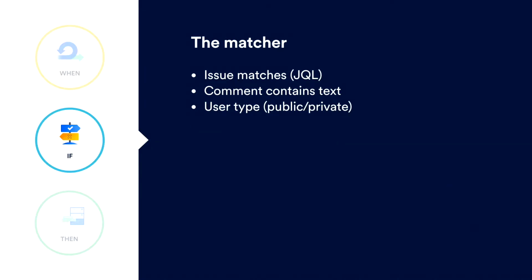And for if, this is the matching part of the automation rule. The biggest matching is via JQL, which is our JIRA query language. So you can basically match any single field in JIRA. And on top of that, we have also added text match of comments, and also to look into user type as well.